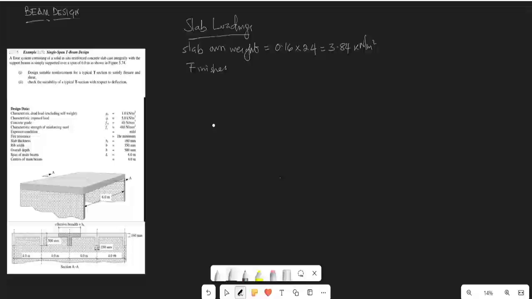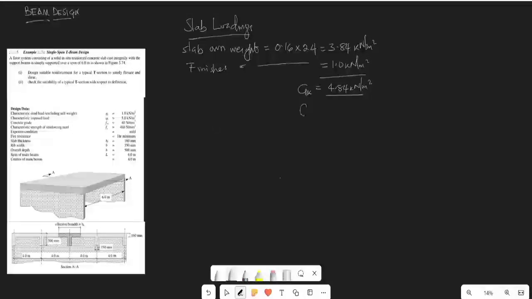All right, we have the finishes, which is also 1.0. That's from the question, characteristic dead load excluding self weight. All right, and that's why we had to calculate our self weight. Then the other one that makes up the dead load, in addition to the self weight, is the finishes. So we've done that already. And also we are to have our total. This forms our total dead load, and that will be 4.84 kilonewton per meter square.